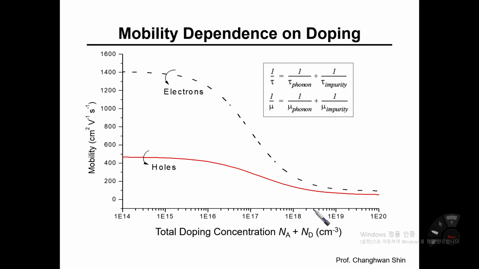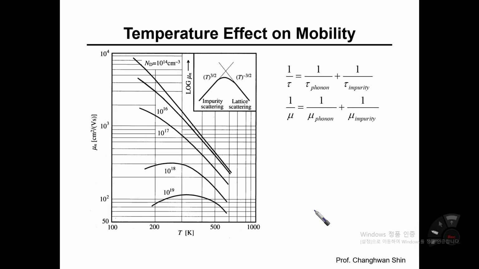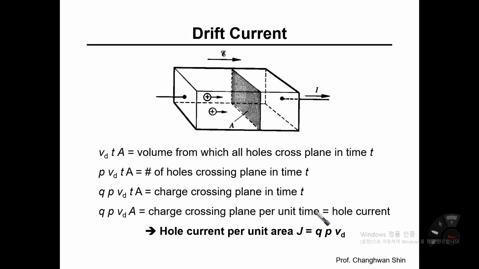Okay, so going back to this plot, if your job is to look for the mobility value for electrons and holes, always think of and always try to look for the right doping concentration value. In this case, you should use total doping concentration, not net doping concentration. Okay, so that's a key message here.